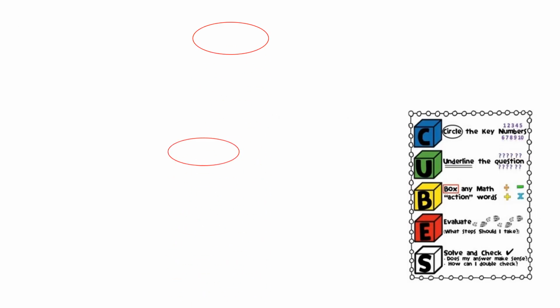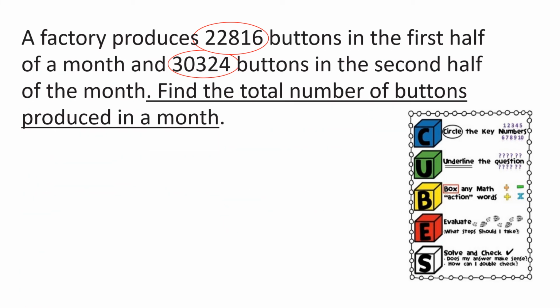Let us take an example where we will solve a word problem using cubes. A factory produces 22,816 buttons in the first half of a month and 30,324 buttons in the second half of the month. Find the total number of buttons produced in a month. So circle the key numbers. You will circle the numbers which will be useful in solving the question.